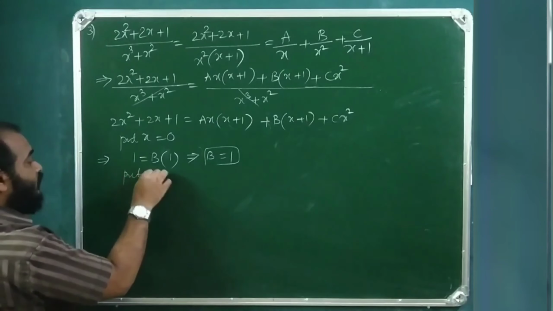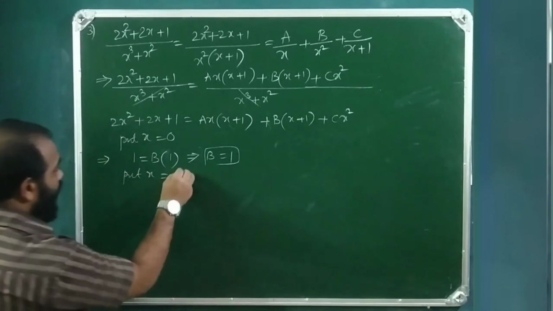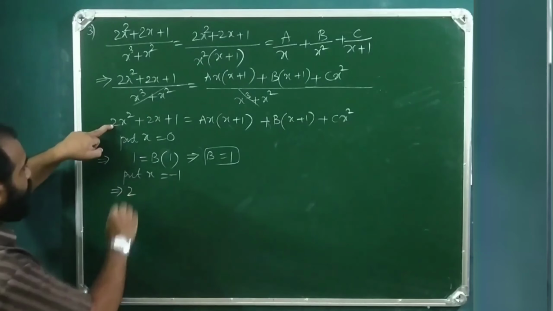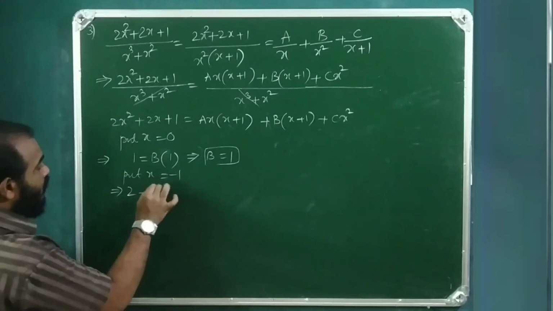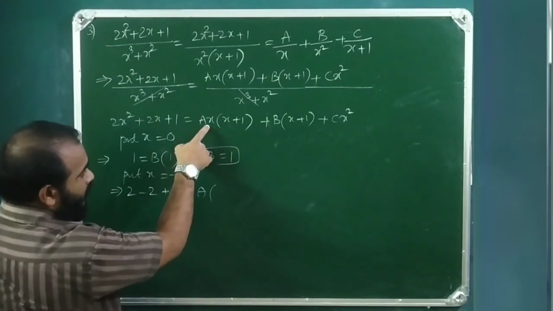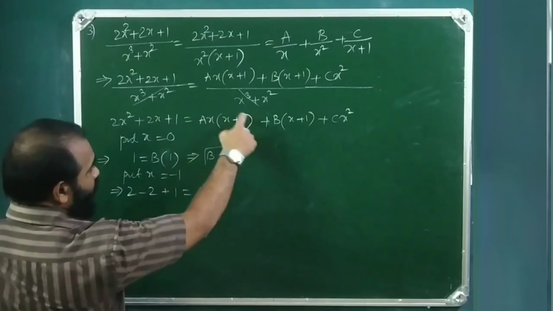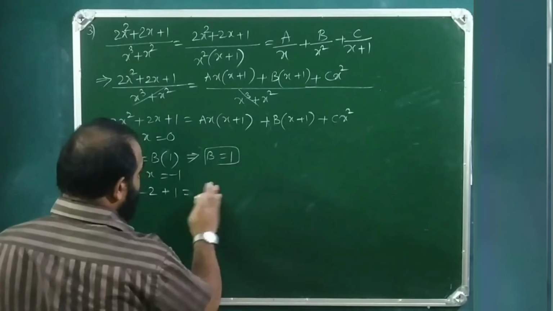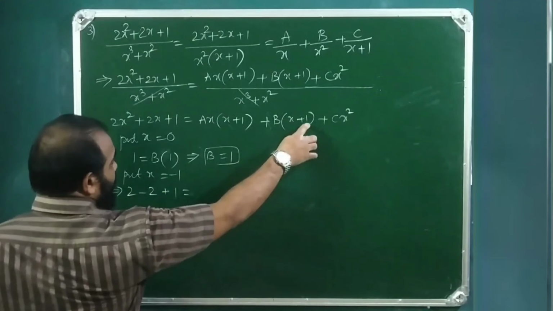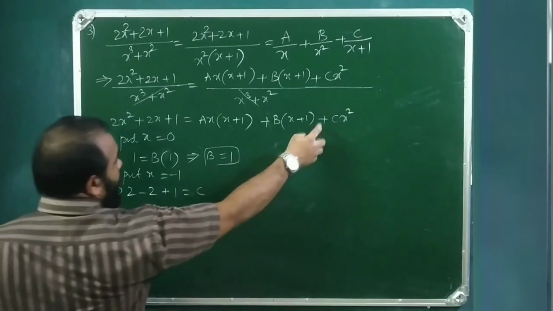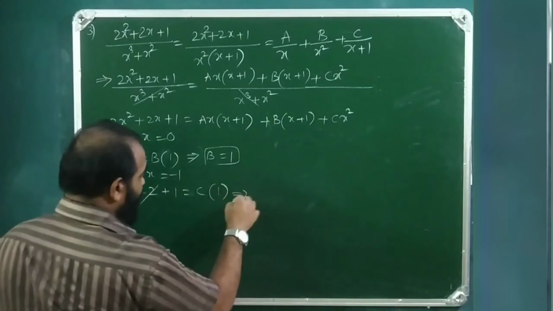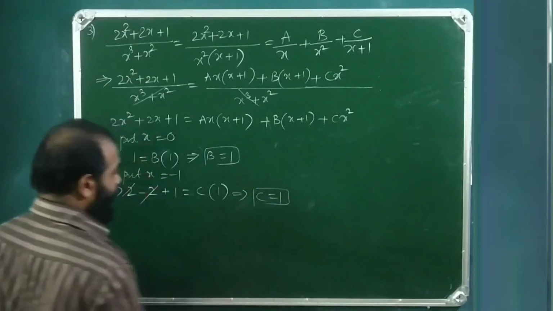Likewise, put x is equals to minus 1. Minus 1 whole square is 1. 1 2s are 2. 2 into minus 1 minus 2 plus 1. So a into minus 1 into minus 1 plus 1. This is 0. This is 0. So minus 1 plus 1. This is also 0. C into minus 1 whole square is plus 1. So this and this gets cancelled. We left with c is equals to 1.